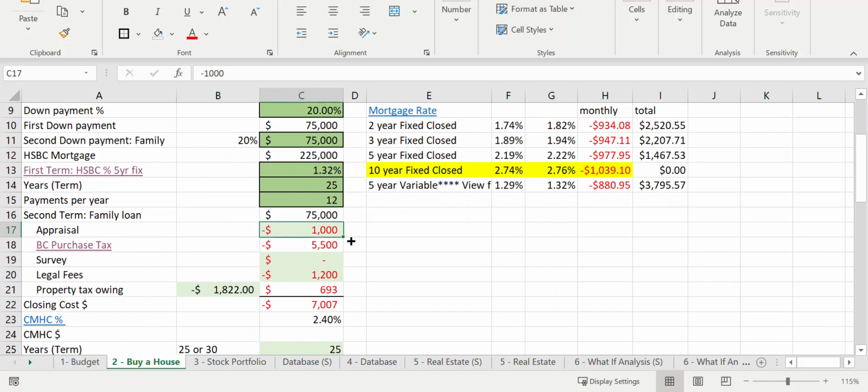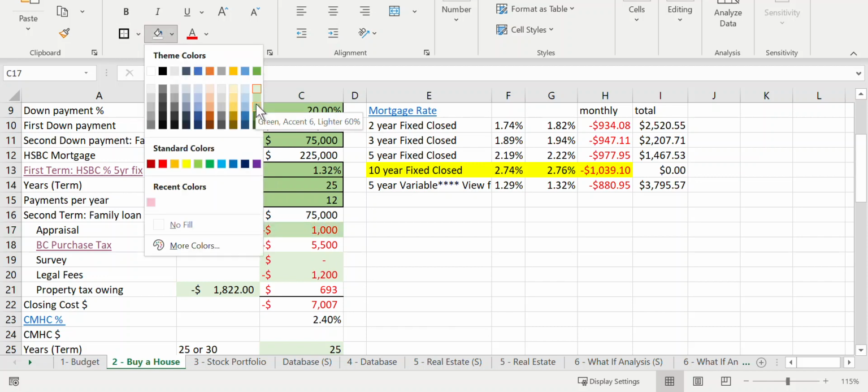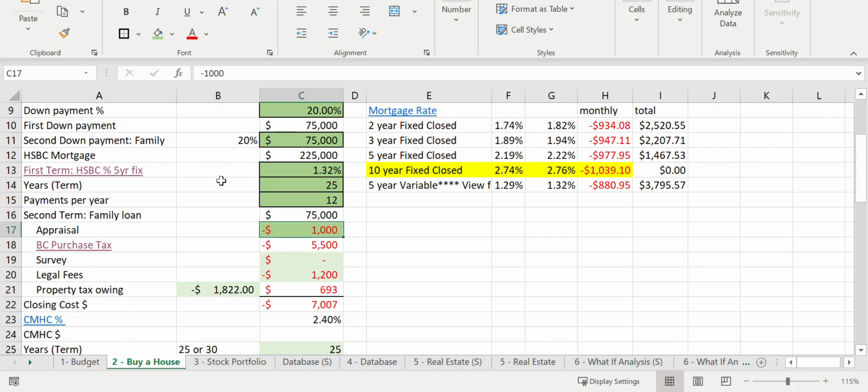So I'm going to type in $1,000 here. And again, that's my control. So I'm going to go back in here and select my input here, because I could go around to different companies and maybe get that a little cheaper, but they're about $1,000. Now, BC purchase tax.